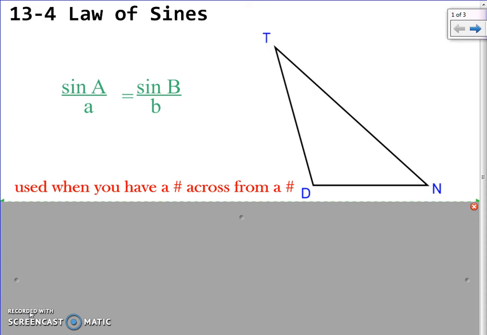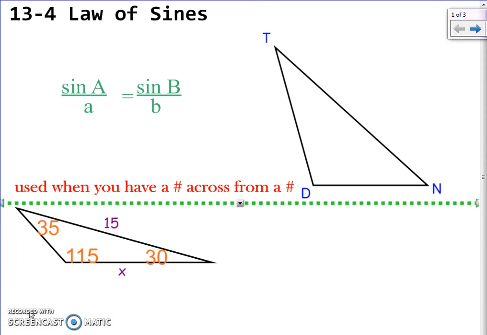But this is the equation for law of sines, and it'll make a lot more sense once we actually see an example. But what you need to know is that we only use this formula when we have a number across from a number, and that will again make more sense when we see an example. But these are used on non-right triangles. So you can use sine and cosine with non-right triangles if you use these laws. Okay, so here's how it works. This right here, you'll notice, this is what I mean by a number across from a number.